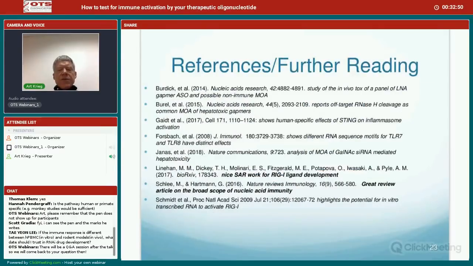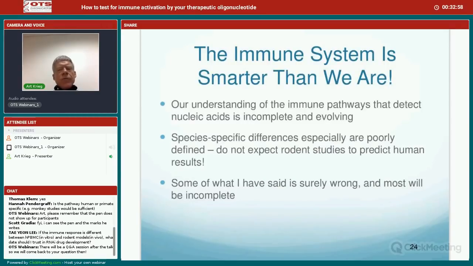So I've listed here some references for further reading, and these slides will, by the way, be available. And I just want to end with this comment that the immune system has had hundreds of millions of years to evolve these various ways to detect nucleic acids, and it's very good at it.